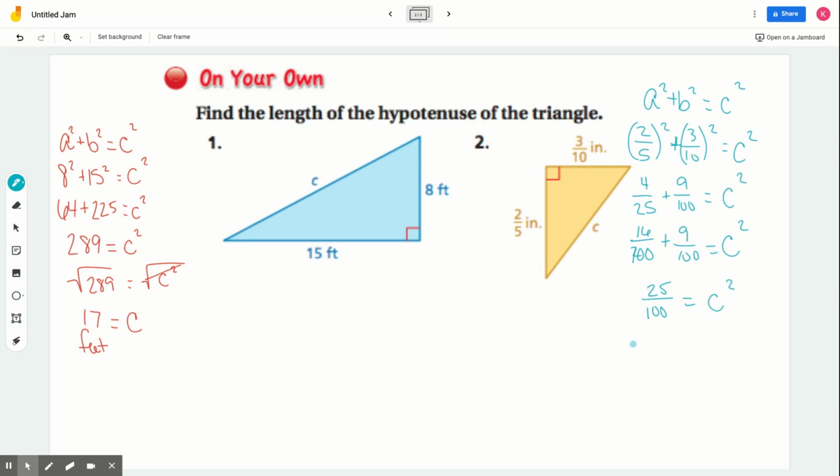Now again, we're going to take that square root of both sides to find c. When we cannot simplify our fraction, we can take the square root of the numerator and the square root of the denominator. We know that the square root of c squared is c. Square root of 25 is 5. Square root of 100 is 10. So c equals 5/10 or 1/2 inch.